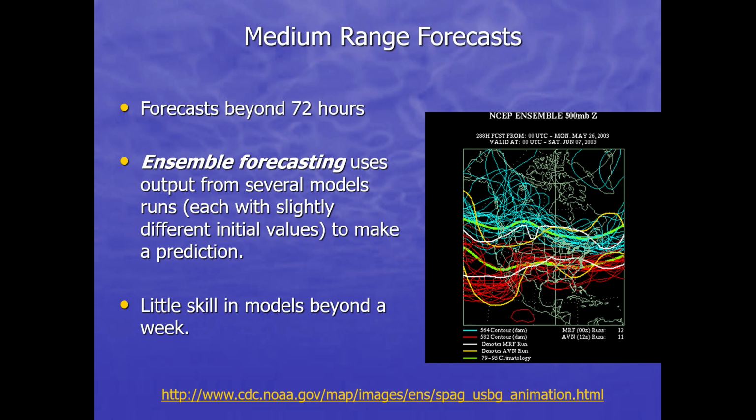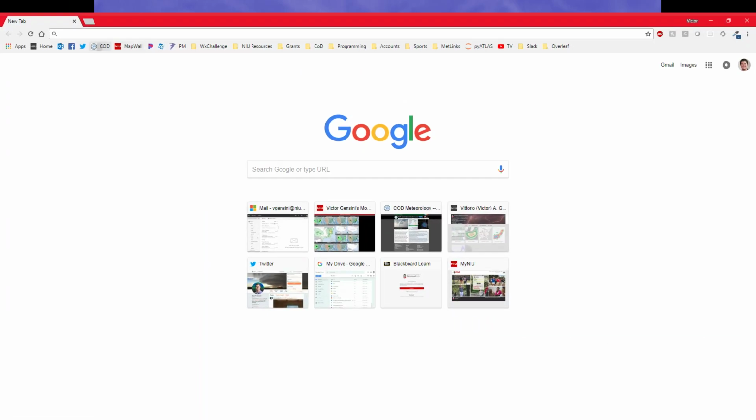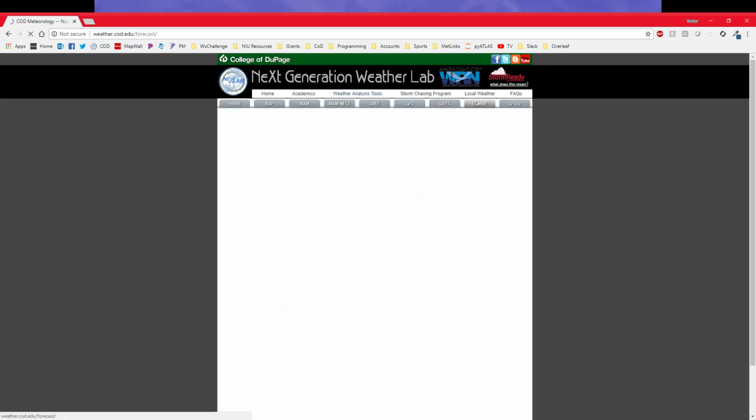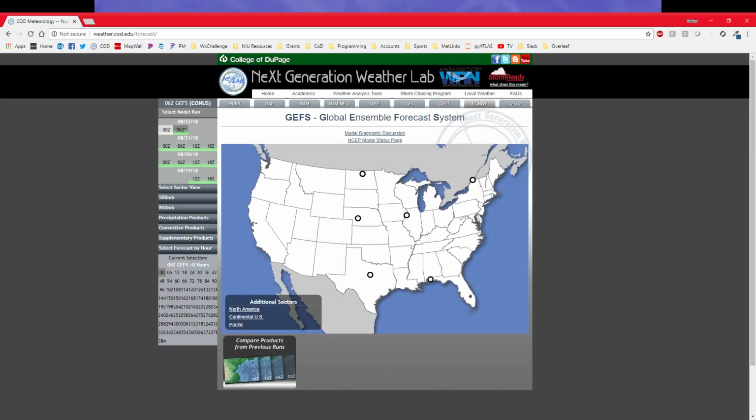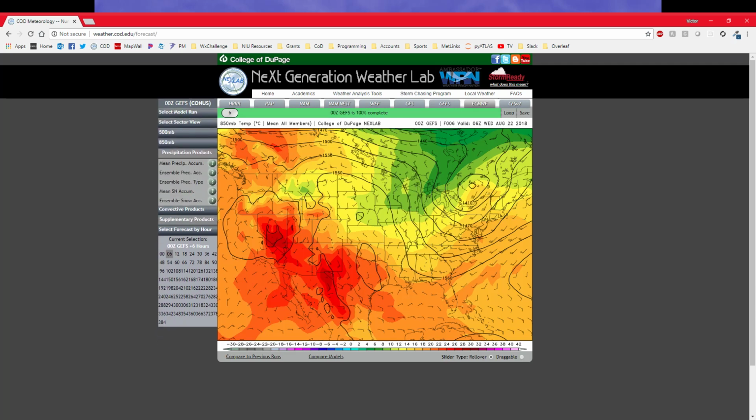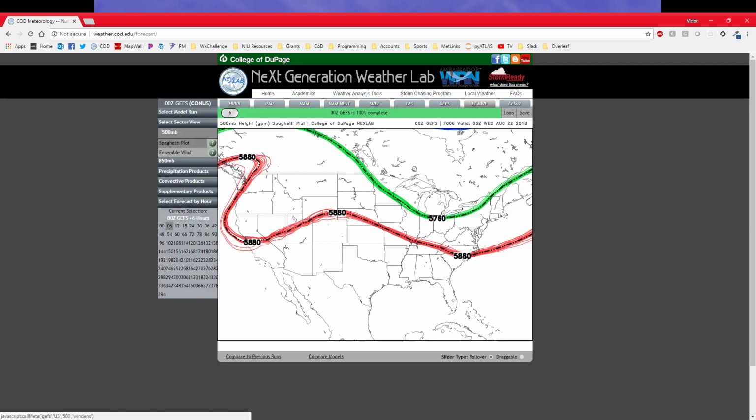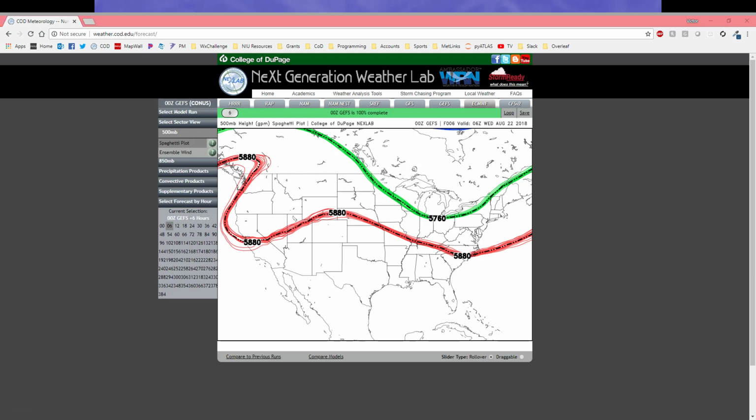And so we use these things called spaghetti plots or spaghetti diagrams to help us understand the uncertainty in the forecast as we move on. And so I will actually go back to the College of DuPage site here and show you what those ensemble products look like. So here's one of the basically flagship NOAA models, the GFS ensemble. What we can do here is look at a spaghetti plot.